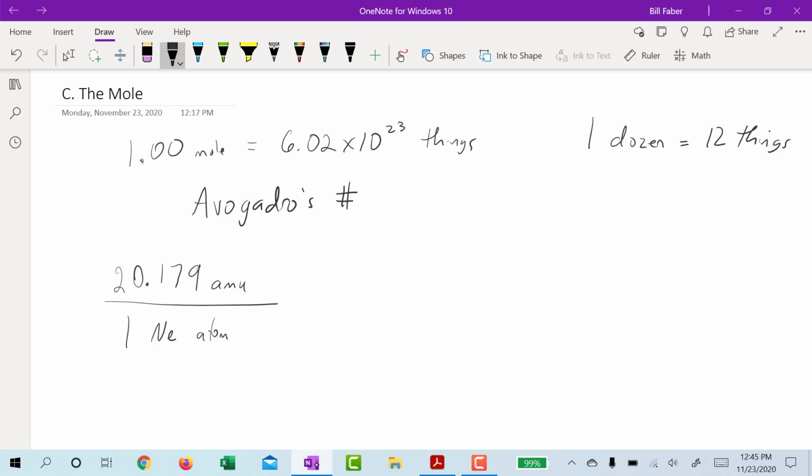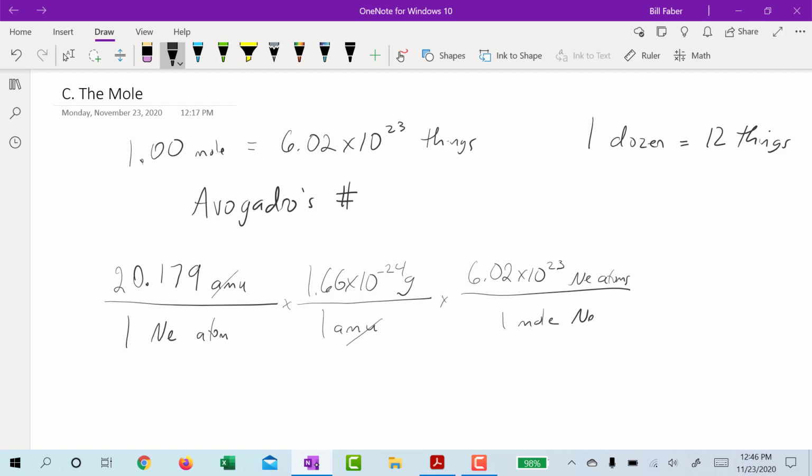So if we did this conversion and said, okay, 1 AMU is equal to 1.66 times 10 to the negative 24th grams, we know that we can convert that to grams, but it would be an extremely small number. So what we would typically do is say, well, there are 6.02 times 10 to the 23rd neon atoms in 1 mole of neon atoms.